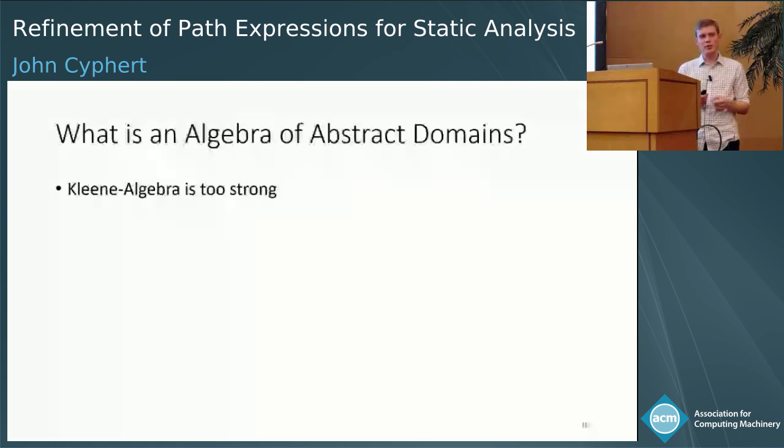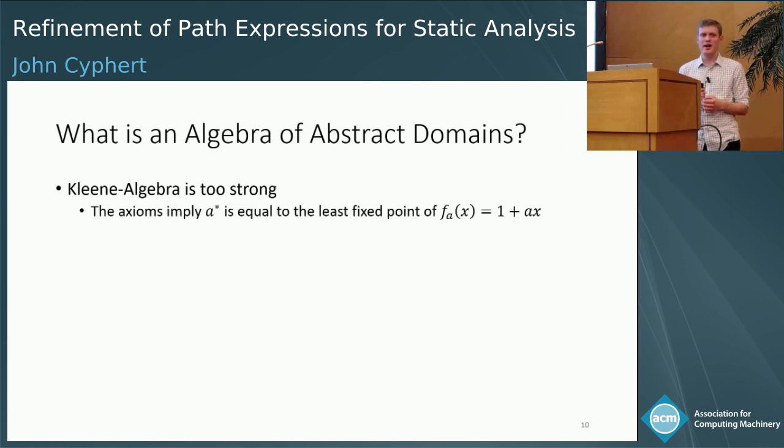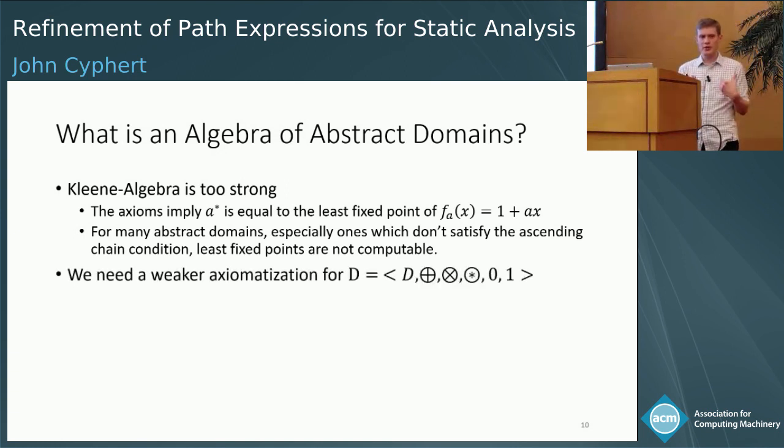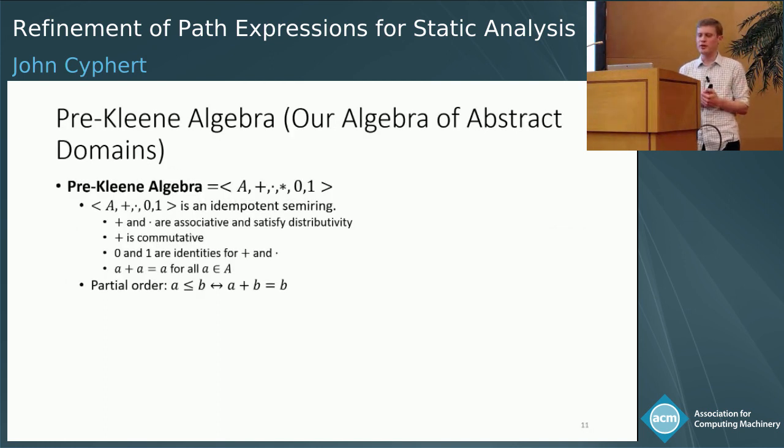One of the observations that we make is that a Kleene algebra is too strong. The axioms imply that A star is equal to some least fixed point, which for a lot of the domains that we're interested in is not computable. So we need to relax our axiomatization a little bit for the abstract domains that we're considering. This is what we do. This is the pre-Kleene algebra.